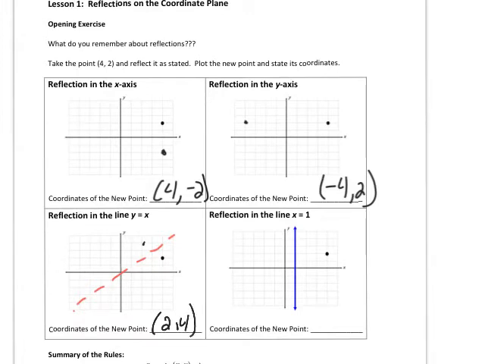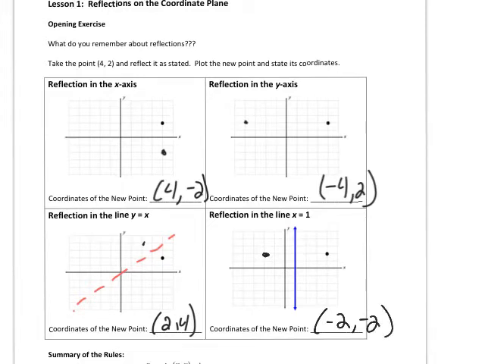Finally, we can reflect over any line. And again, what we are doing is creating a mirror image of the original point. So if I have my point out here, still at (4, 2), and I reflect over the line x equals 1, that means I'm going to be the same distance away on the other side. If I'm 1, 2, 3 units away to the right, I'm now going to be 1, 2, 3 units away on the left, and that looks like (-2, 2). So I'll put a point there. (-2, 2). There we go.